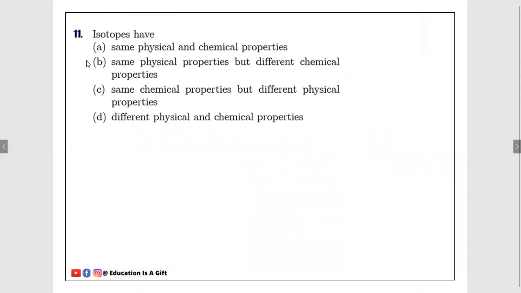Number 11. Isotopes have. So whenever you are talking about isotope, atomic number, let us consider 8 8 8. Here it may be 16, 17, 18. And isotopes have same chemical properties and different physical properties. Whenever your teacher is talking about isotope, this thing should come in your mind. Same physical and same chemical? No. Same chemical property but different physical property.